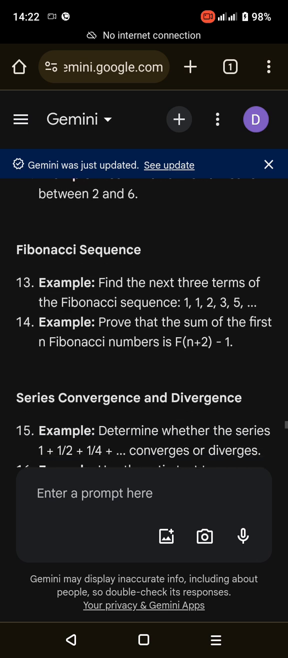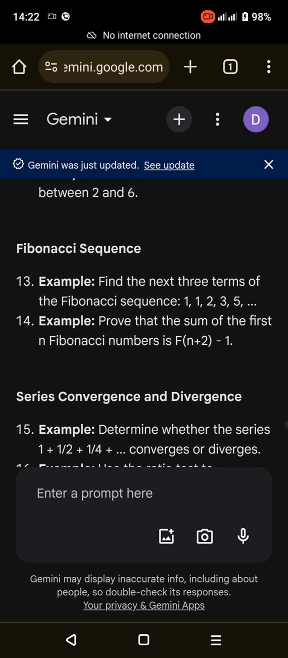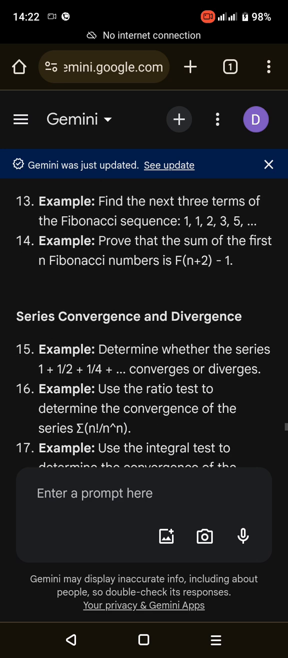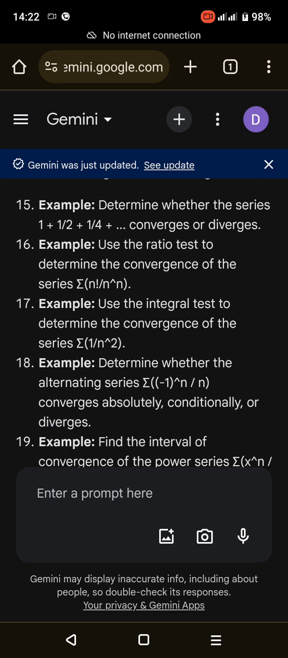Formulas and properties. 11. The nth term of an arithmetic sequence is a_n equals a plus (n minus 1) d. 12. The nth term of a geometric sequence is a_n equals a times r to the power of (n minus 1).